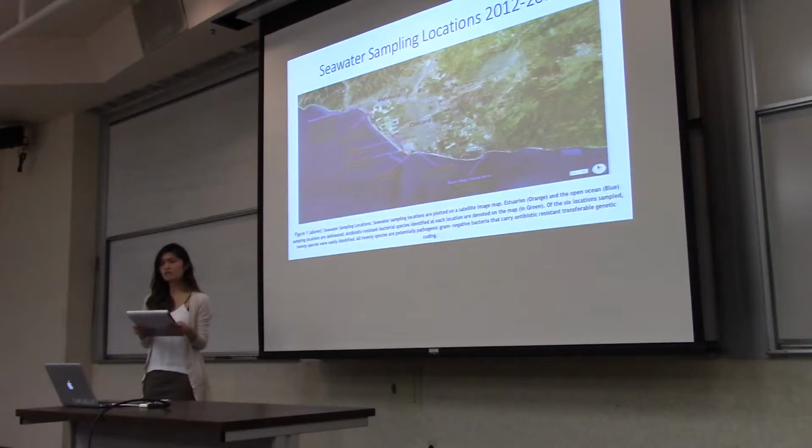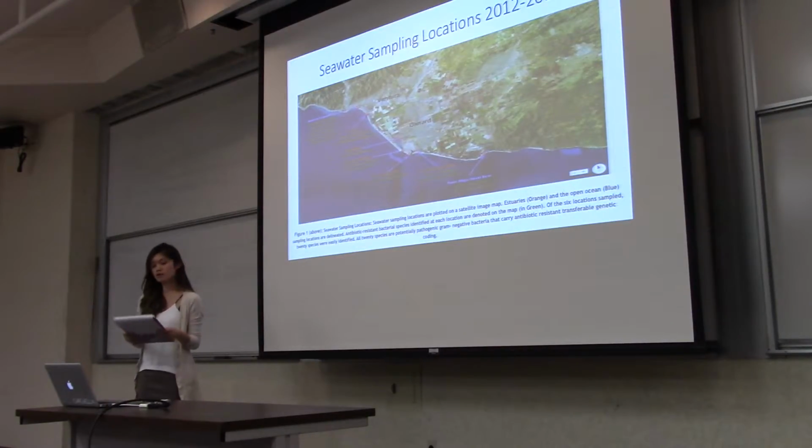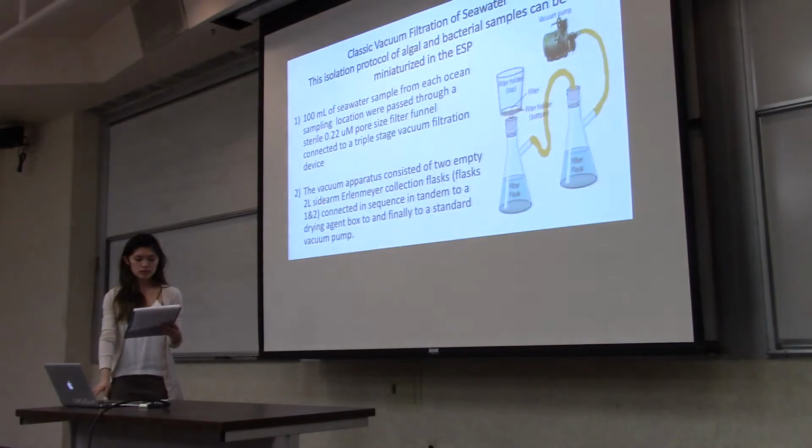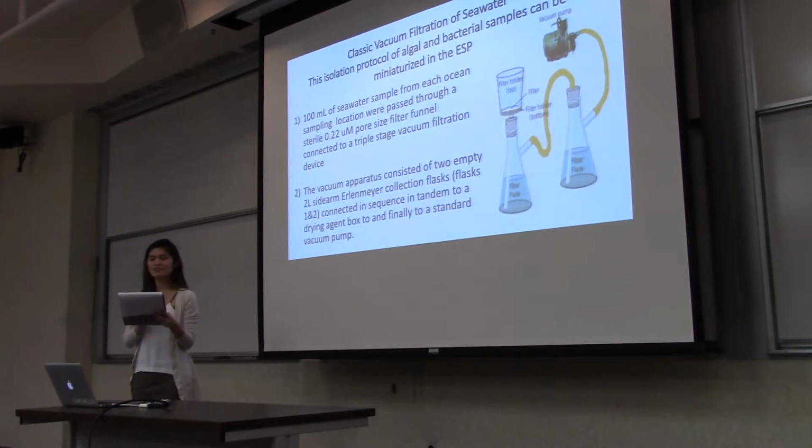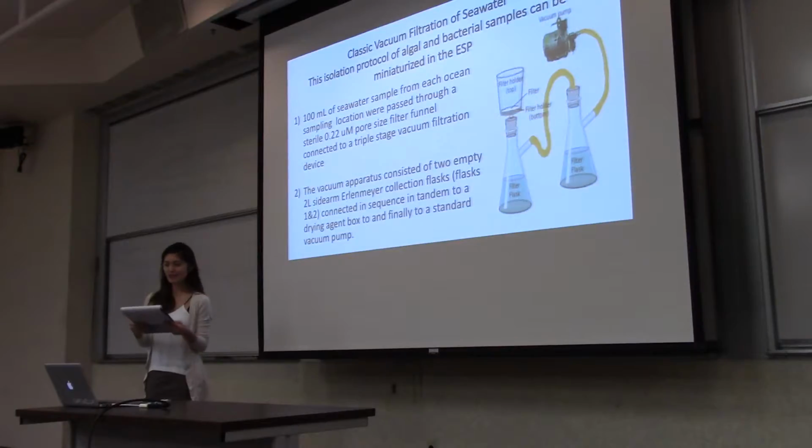tested. Bacteria were found in the sample alongside the algae, which led to tests that ran in 2013 to see which bacterial species were associated with the HABs. This isolation protocol, we use the national standard for filtering ocean water samples, and this isolation protocol of algal and bacterial species can be miniaturized in the ESP.